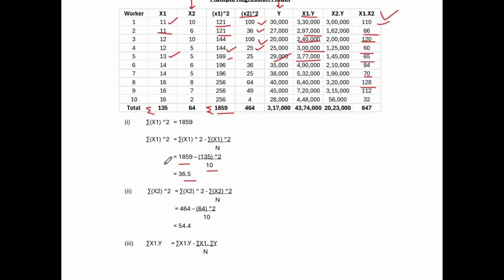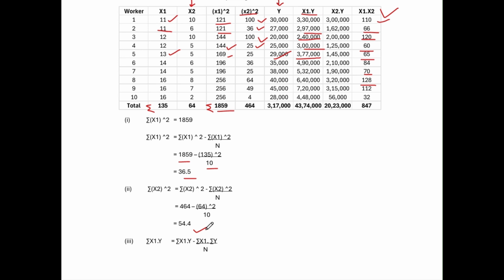Next, we will calculate for the second variable, sigma x2 square. Formula is same as the first step. Further we will solve, we will get 54.4.